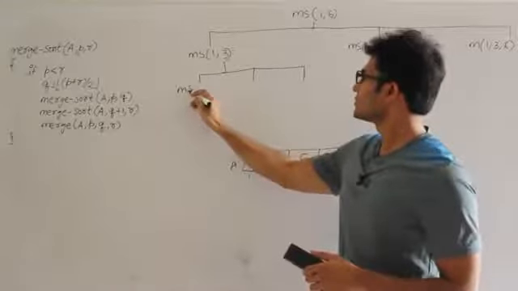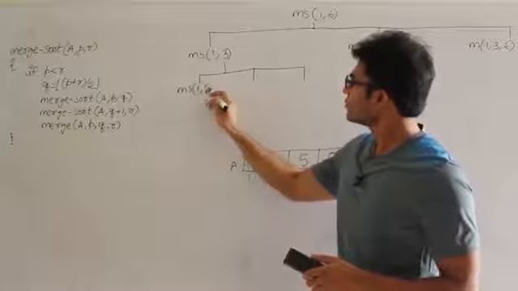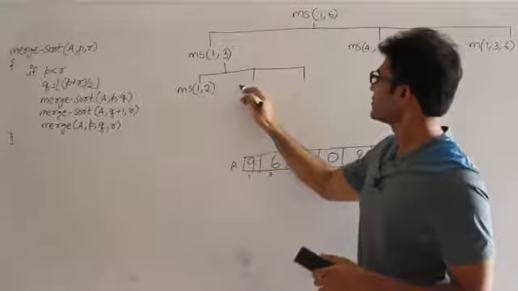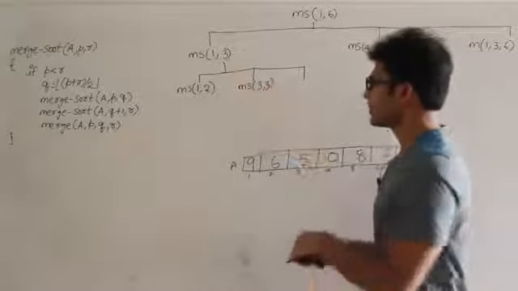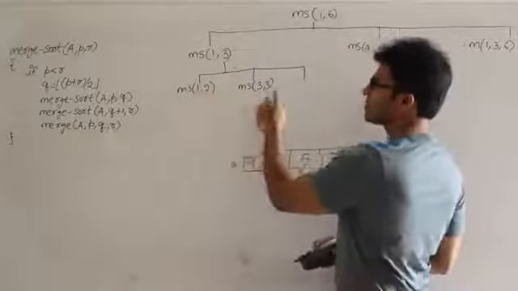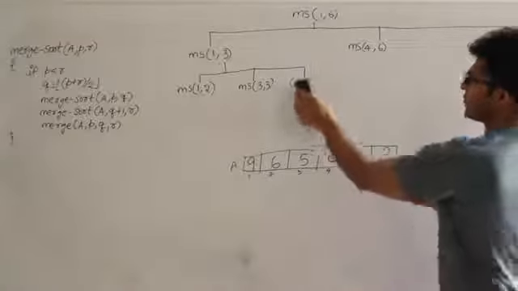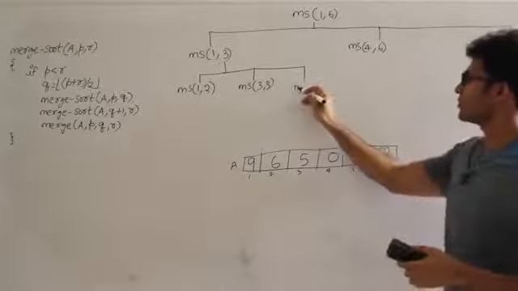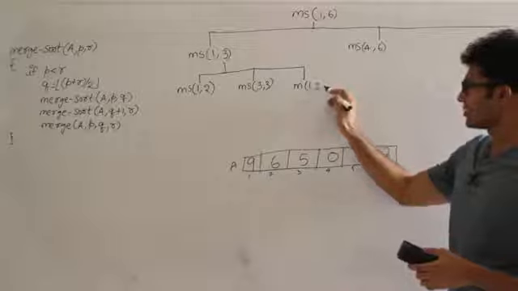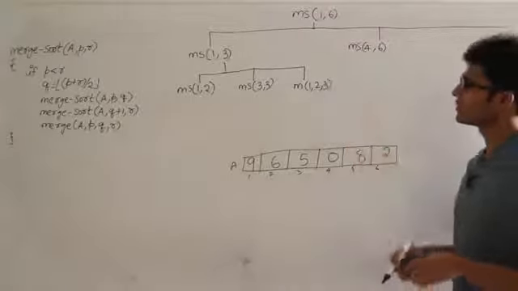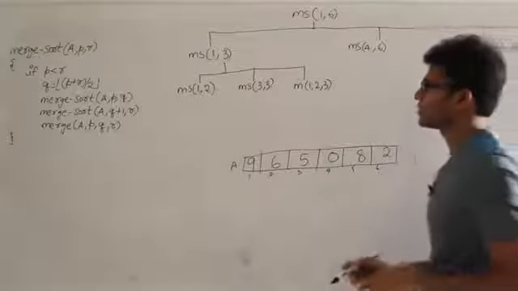Then merge sort of 1 comma 2, and then merge sort of 3 comma 3. So from 1 to 3, if I sort 1 comma 2, then what is remaining? Only 3, the third element. That is why that one. And then finally whatever result we get, we have to merge, right? We have to merge these two, which means I have to merge from 1 to 2 and then 3, isn't it? 1 to 2 is sorted and then 3 to 3 is sorted. That is why I have to merge them.